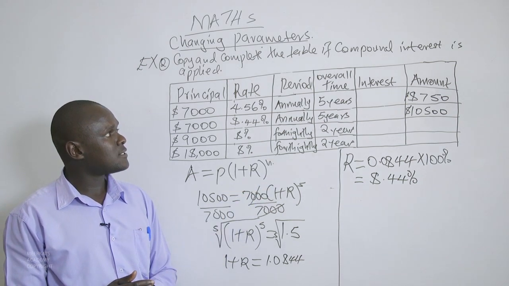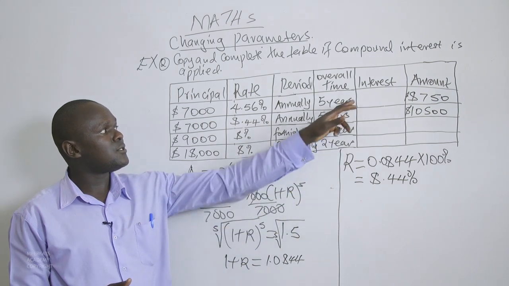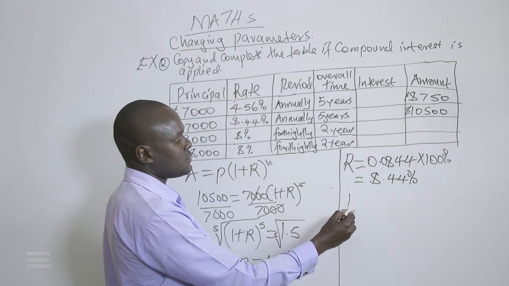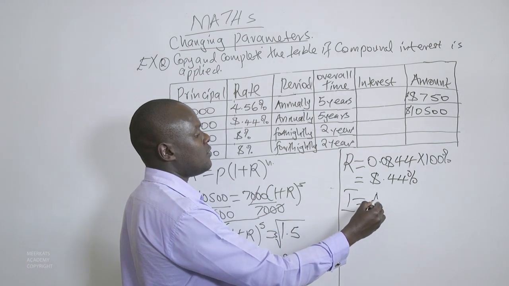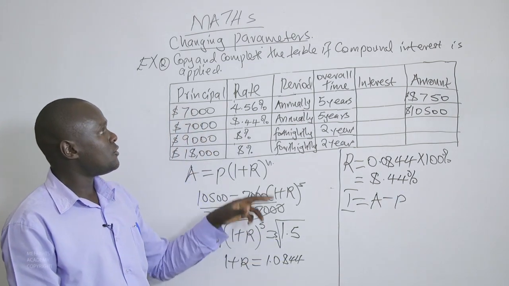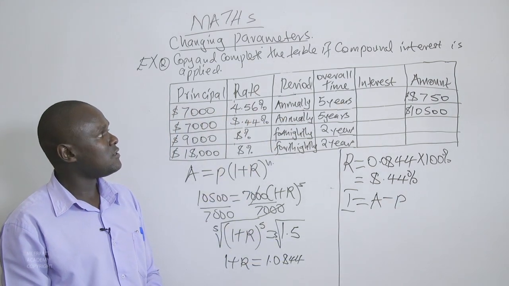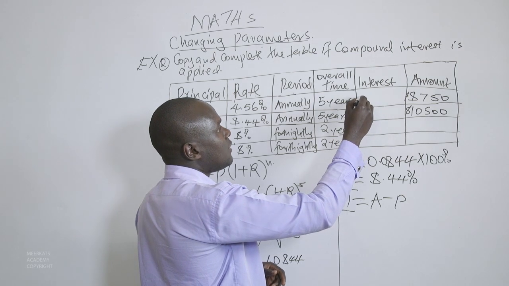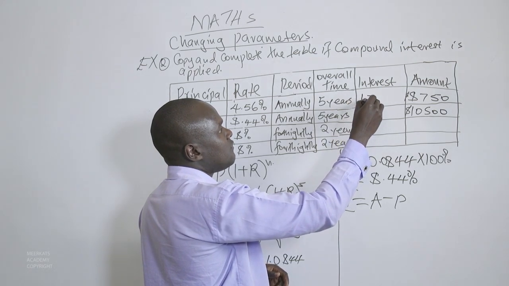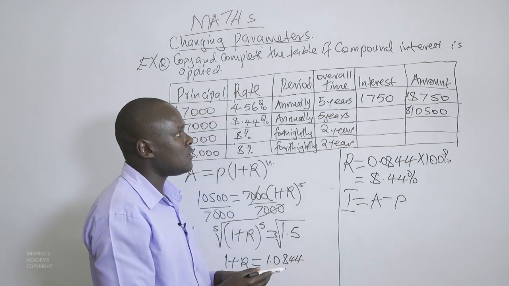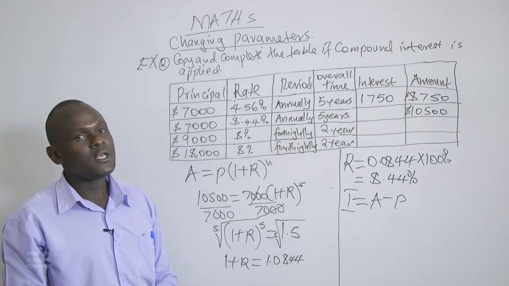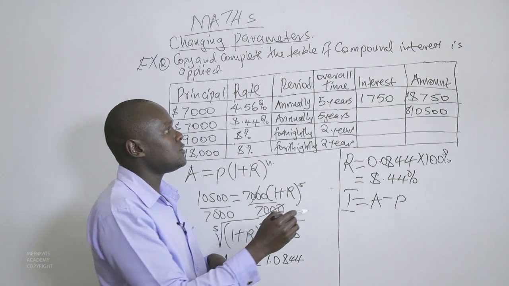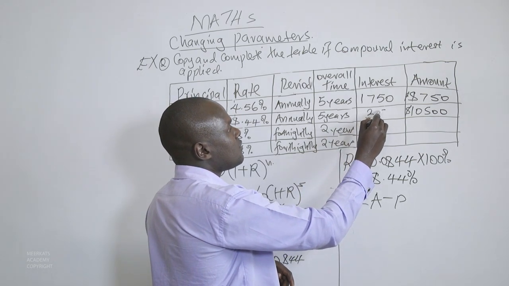Can we calculate the interest in the first pair? Remember, in compound interest, we say that interest is calculated from the difference between the amount and the principal. So in the first row, the amount is $8,750 and the principal is $7,000. When you subtract, you will get an interest of $1,750. In the second row, the amount is $10,500 and the principal is still $7,000. So when you subtract, you will get $3,500.